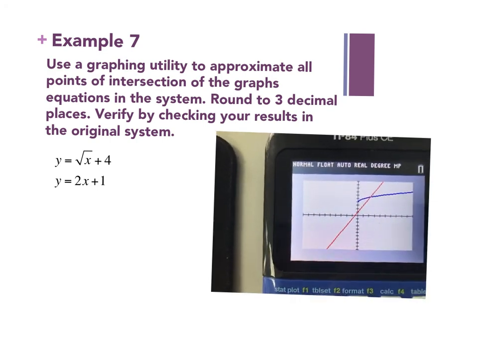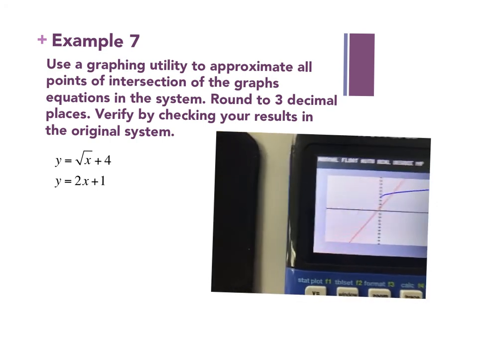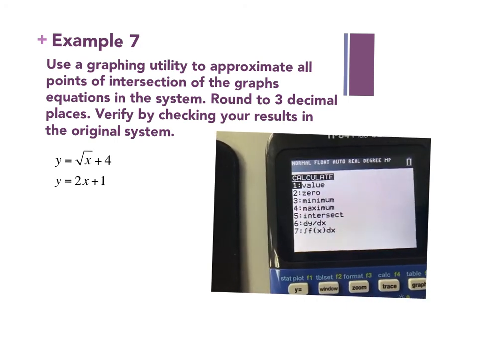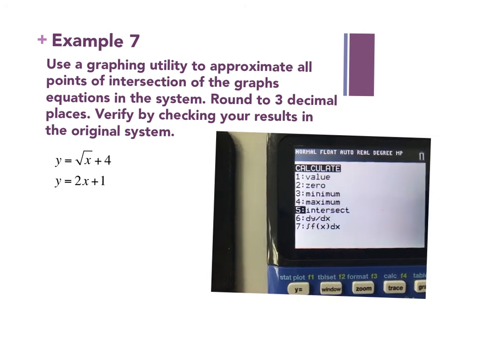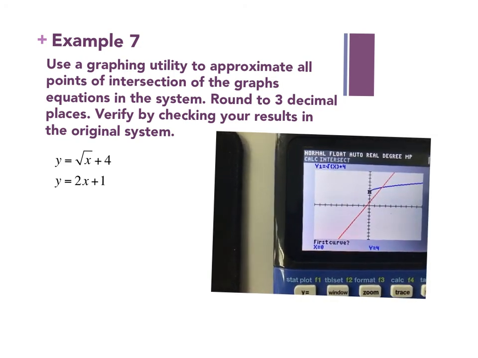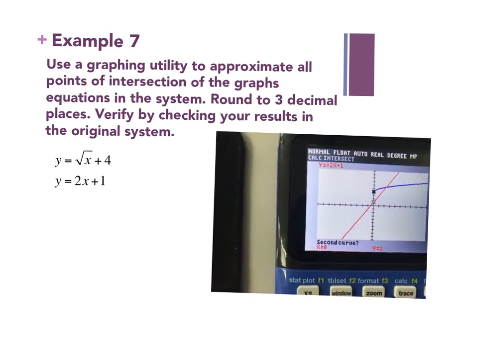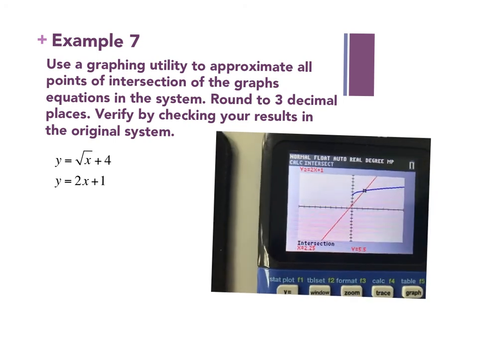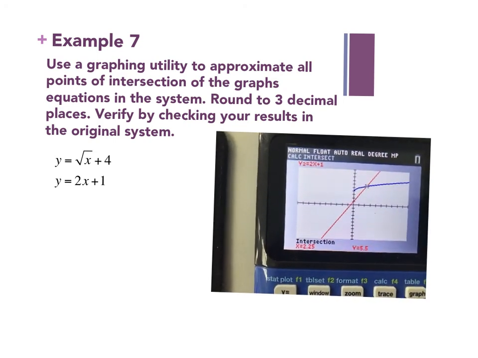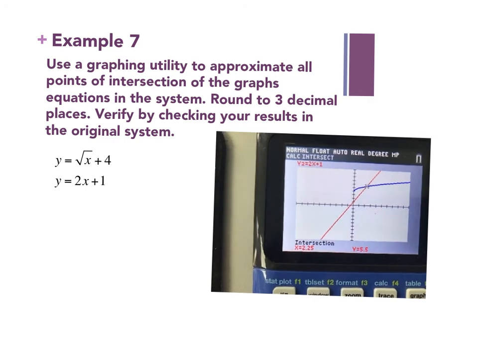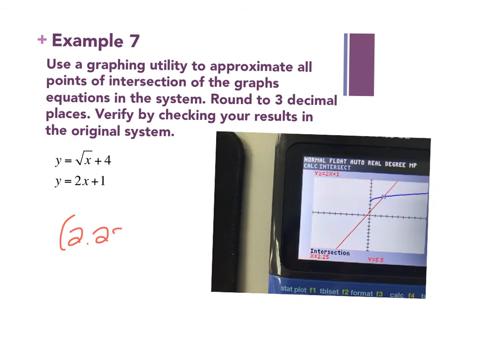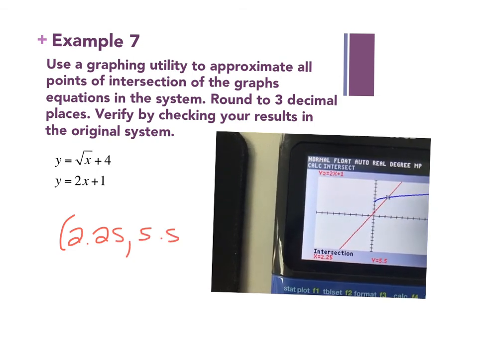And then I want to figure out exactly where it crosses. So I'm going to go to second, trace, and I get that calc menu. And I'm going to go down to intersect. It says first curve. Yep, I'm going to hit enter. Second curve, it's on it. Yes. Guess, yes. And it brings me directly to the point in which they cross, which is 2.25 for the x and 5.5 for the y. So my answer here is 2.25 and then 5.5.